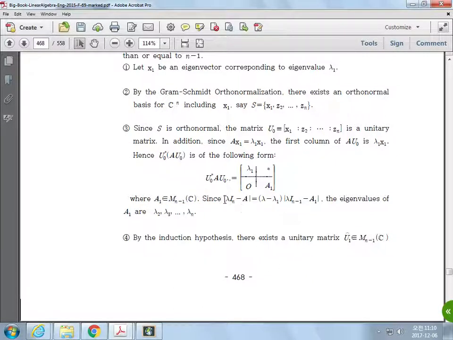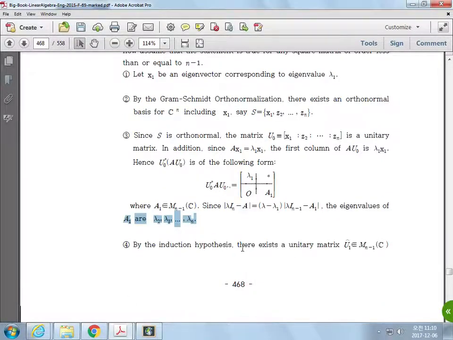And also the characteristic polynomial of A can now be written as this because of this. So lambda 1 is factored out. So all the other eigenvalues from lambda 2 to lambda n should be eigenvalues of the submatrix A1. So the A1 has lambda 2 to lambda n as its eigenvalues. Now we use the induction on this matrix A1, whose eigenvalues are this.